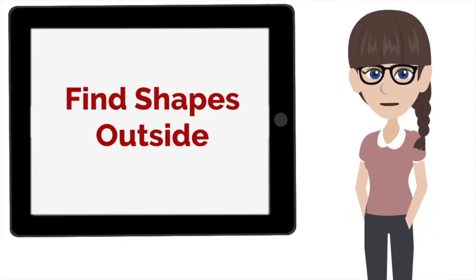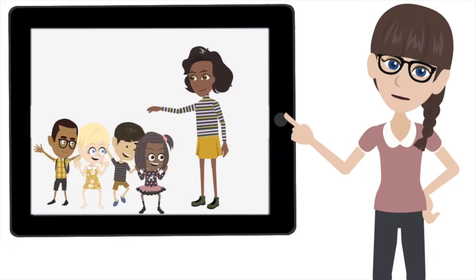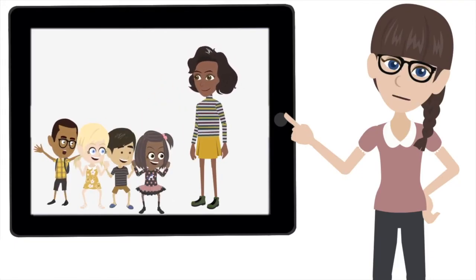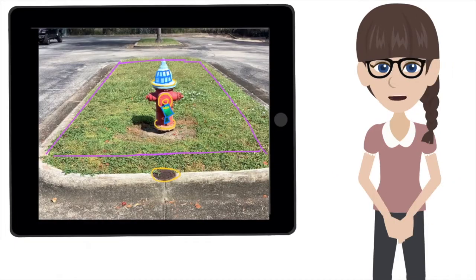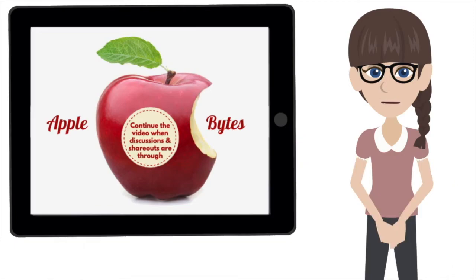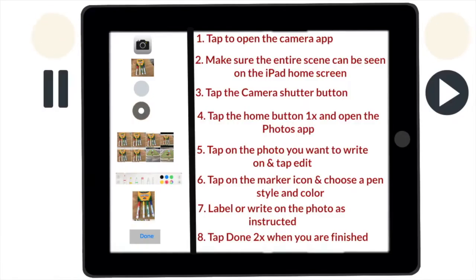Another fun activity for students is to find shapes outside. If you can take your students outside, have them take a picture of something, like this. Now you can ask them to follow the same steps as the lesson before, but this time have them outline as many shapes as they can find in the photo that they took. Pause the video on the next screen to complete this activity. When everyone is finished, you can play the video again to continue.